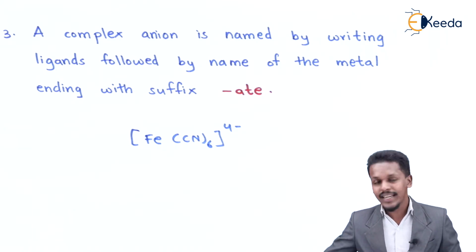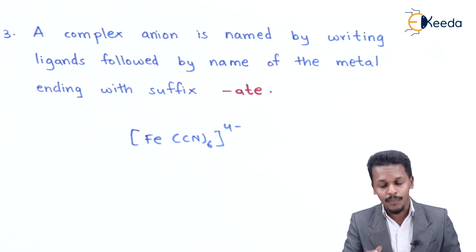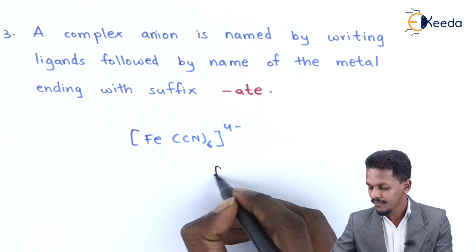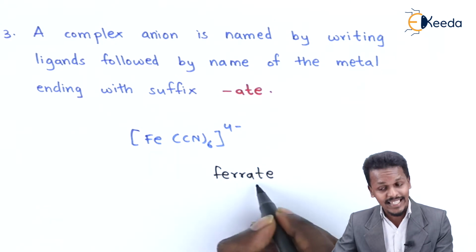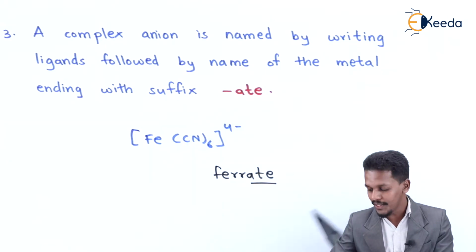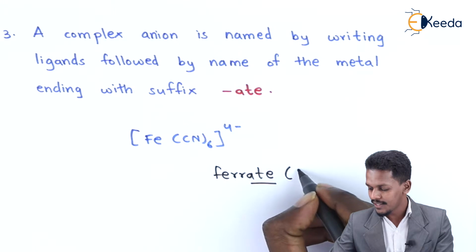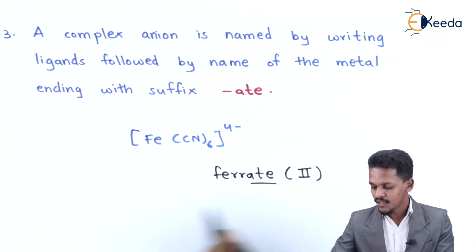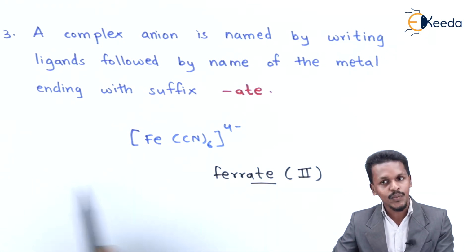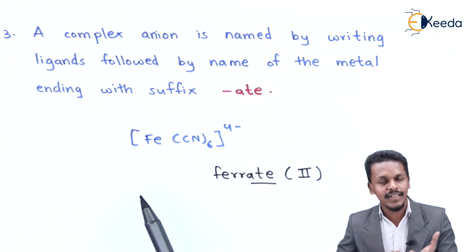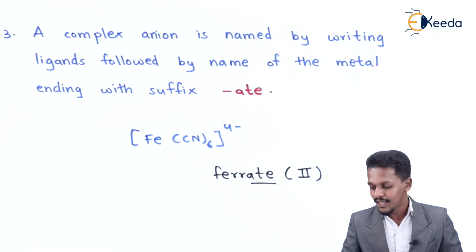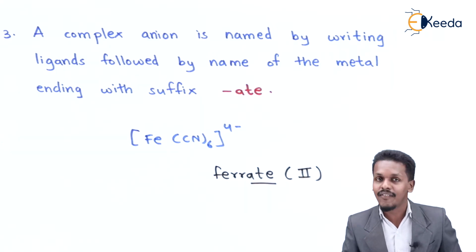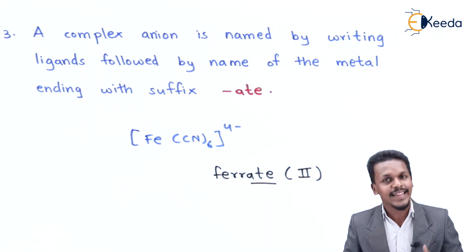So I could name, talking about the end part, it will end with ferrate, with ATE being mentioned over here. Then I could write the Roman numeral 2. Here I am not writing the previous part because we have a separate session for that, to give the nomenclature to the complexes. So this is the third rule that I have discussed, and now let me talk about the next one.